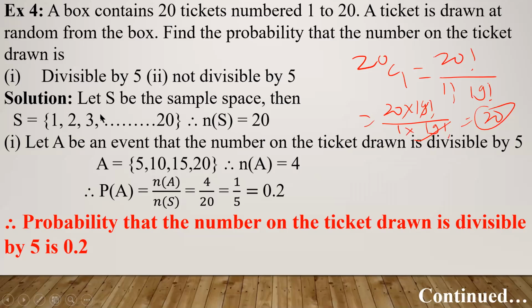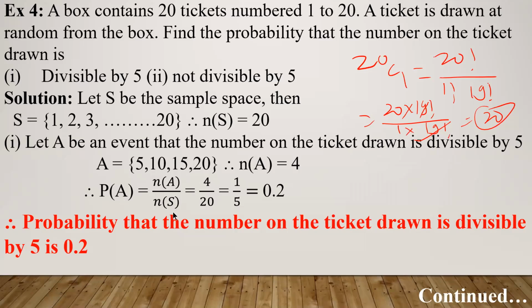Now, what is my event? Let A be an event that the number on the ticket drawn is divisible by 5. So which numbers from 1 to 20 are divisible by 5? Those will come in event A. The numbers which are divisible by 5 are 5, 10, 15 and 20. How many are there in number? 4. So n of A is 4.